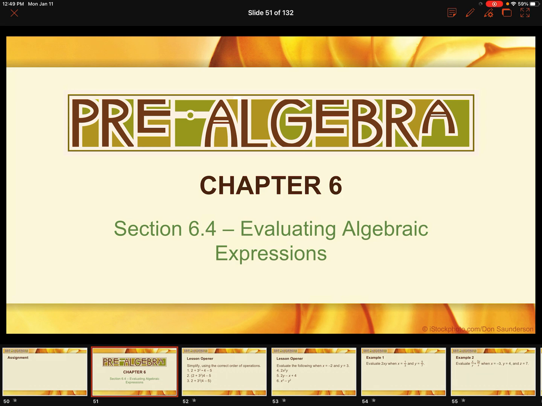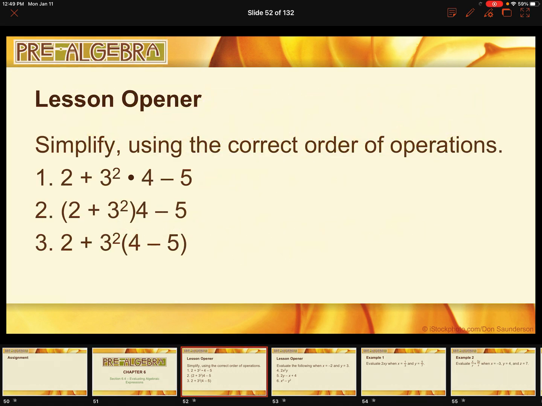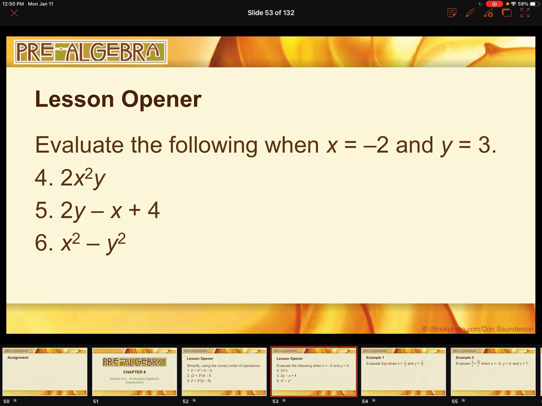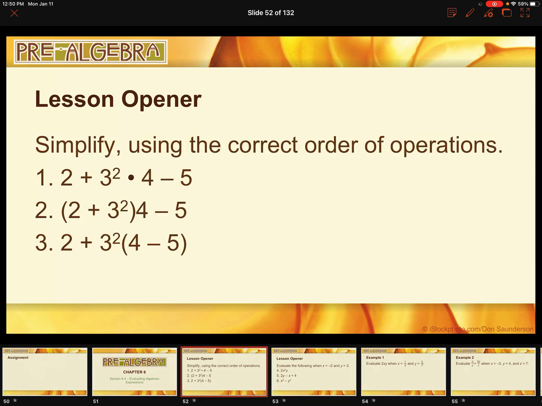Welcome to 6.4, Evaluating Algebraic Expressions. Please pause your video, complete the lesson opener, questions 1 through 6, and then begin playing it so you can check your answers. Simplify using the correct order of operations.